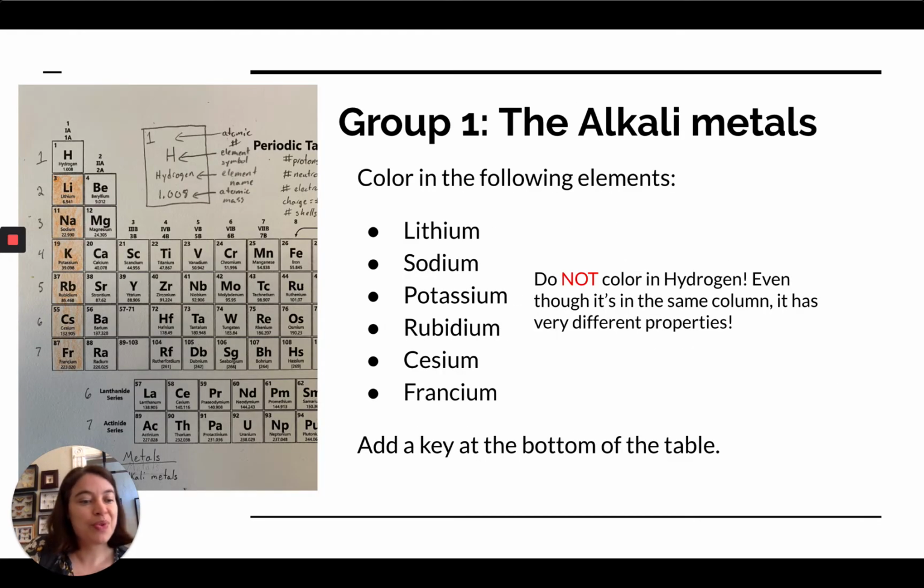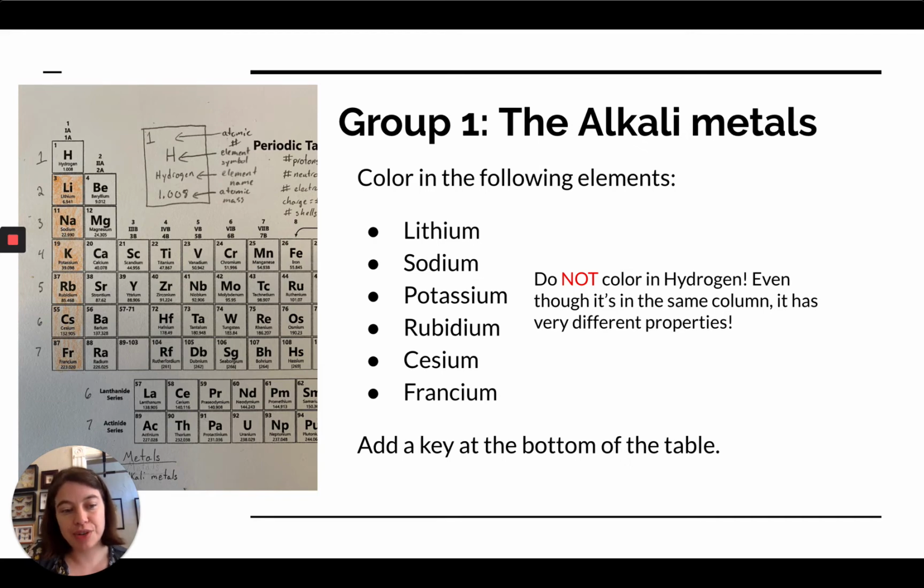So what exactly are the alkali metals? The alkali metals are the metals in column 1A. So that includes lithium, sodium, potassium, rubidium, cesium, and francium. You will note that it does not include hydrogen. Hydrogen is not a metal. It's got really different properties. But group 1, the alkali metals, is everything in column 1A with the exception of hydrogen.